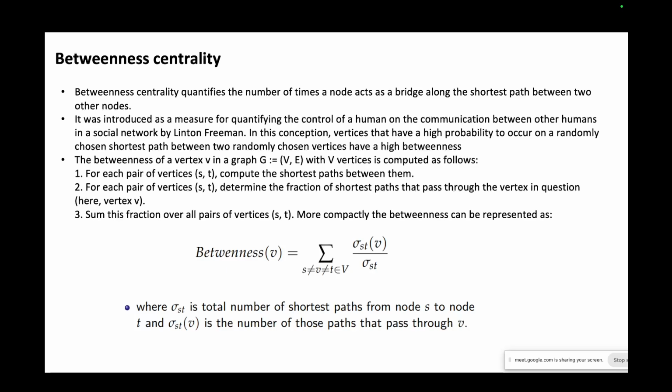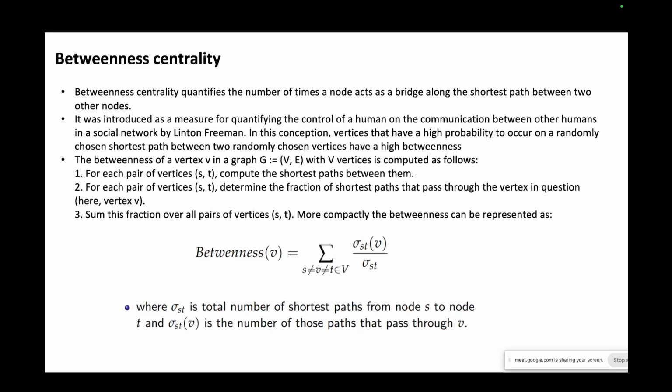And you have a third node for which you want to measure the betweenness centrality. What it actually means is you have to measure, of the shortest paths between these two nodes, how many of them actually pass through the third node. So if you have say five shortest paths between the two nodes, and two of them pass through the third node, the betweenness centrality of the third node will be 2 by 5.